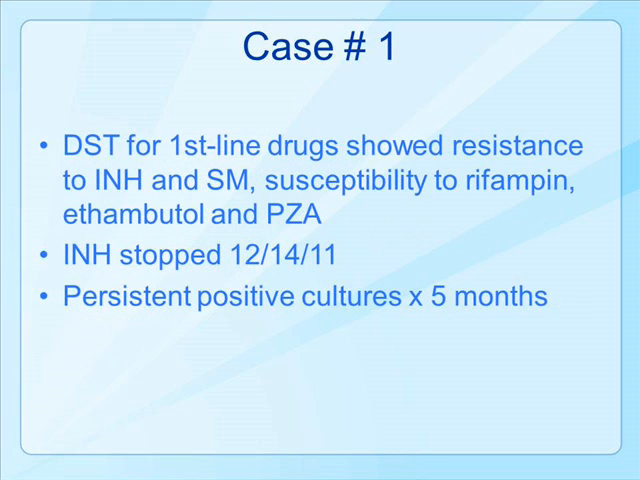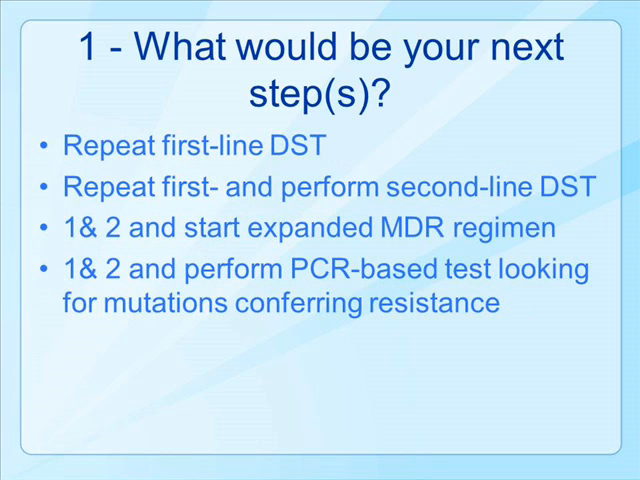Shortly thereafter, DSTs for first-line drugs showed resistance to isoniazid and streptomycin, but the isolate appeared to be susceptible to rifampin, ethambutol, and PZA. The isoniazid was appropriately stopped on December 14th of 2011, but she had persistent positive cultures for 5 months. So she did not culture convert on an appropriate regimen for INH-resistant disease. So go ahead and feel free to ring in.